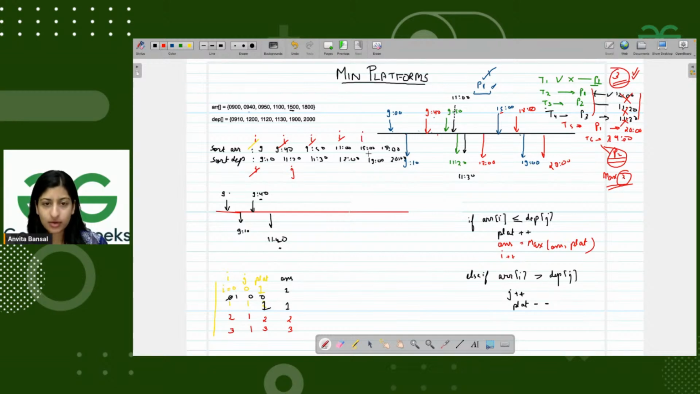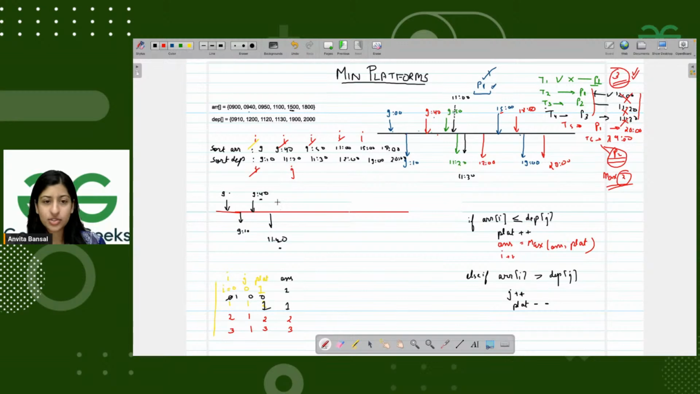Again, you check. Okay, before it has come to that point, you check 11 with 1120. ARR of I is greater than departure of J. No, it is not. So it doesn't help us. Okay, we are at this position. We are at this position. Now we check the train coming at 3 with 1120, which condition it goes to. ARR of I is greater than departure of J.